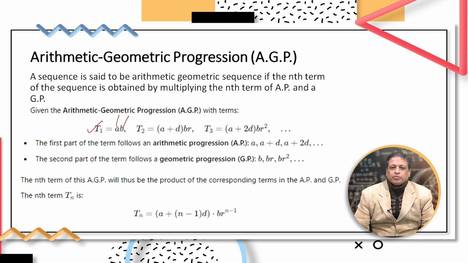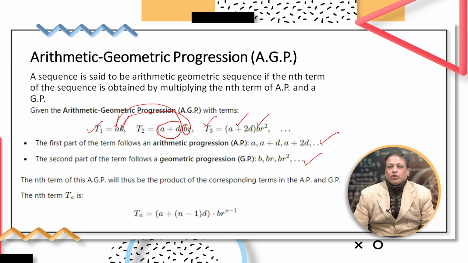There is a common concept of common ratio in the geometric progression. So the subsequent term after B will be BR as per geometric progression, and the subsequent term should be A plus D in case of the arithmetic progression. Following the same rule, the subsequent term T3 will turn out to be A plus 2D and BR square. So that means it is a composite of the two progressions, arithmetic progression and the geometric progression.